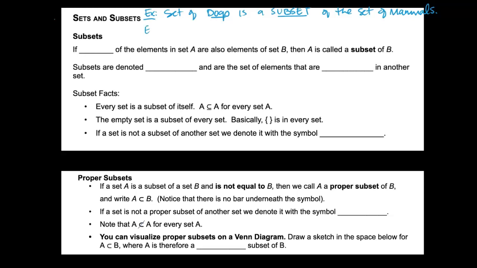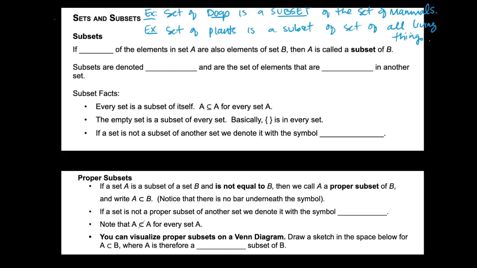Another example might be the set of plants is a subset of the set of all living things. Now, the set of all living things has a lot more than just plants. There are many things that are living besides just plants, like people. But all plants are considered living things, and so they are a part of that set.